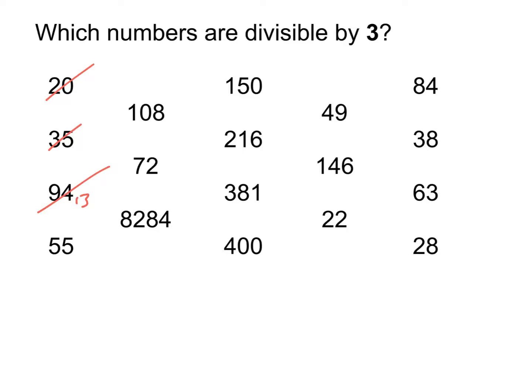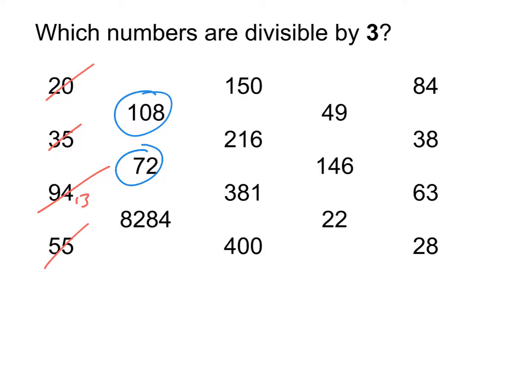So 55, is that divisible by 3? No, because 5 plus 5 is 10, and 10 is not divisible by 3. 108. Yes, because 1 plus 0 plus 8 is 9. And 9 is divisible by 3. 72. 72, 7 plus 2 is 9. Yes, that does work.